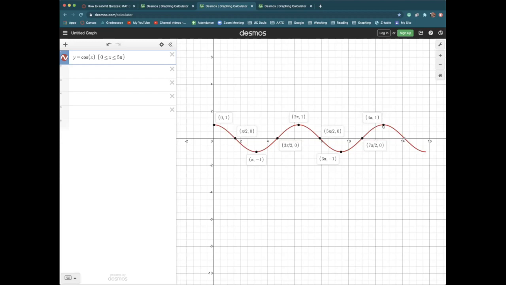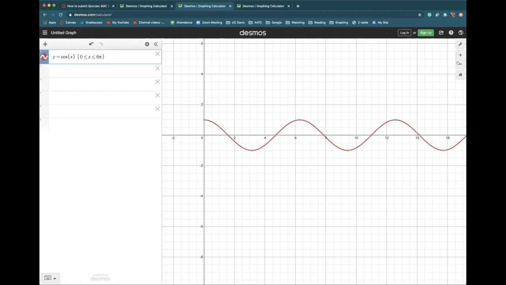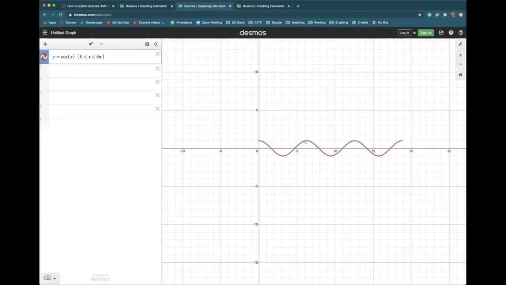And each subsequent 2 pi, I could make this go out to 6 pi, gives us another full period. I have to zoom out. So, there's 1 full period, there's another full period. It doesn't want to let me click on that button for some reason. I don't know why. The point should be there. It's not.